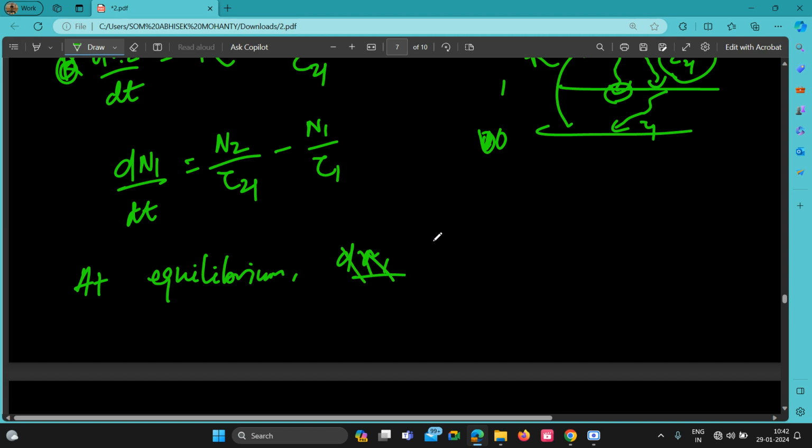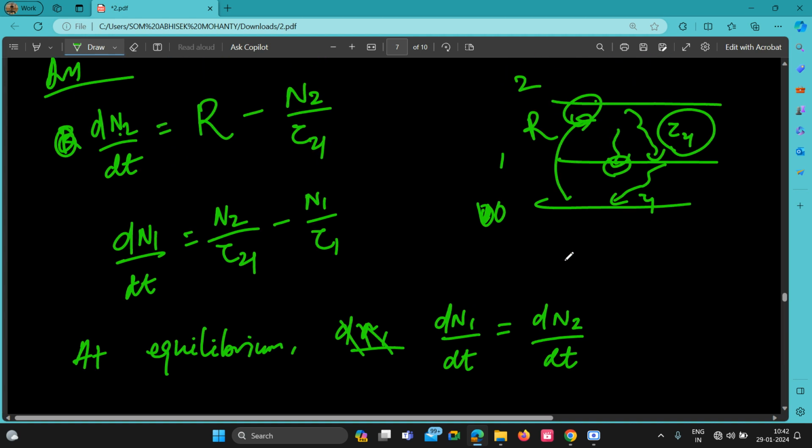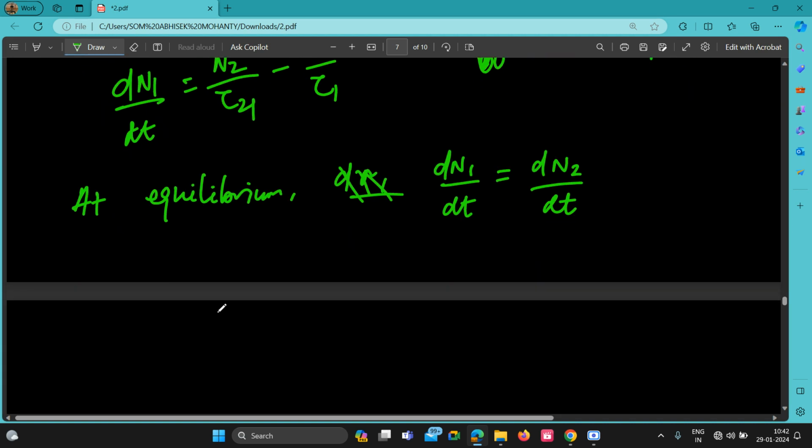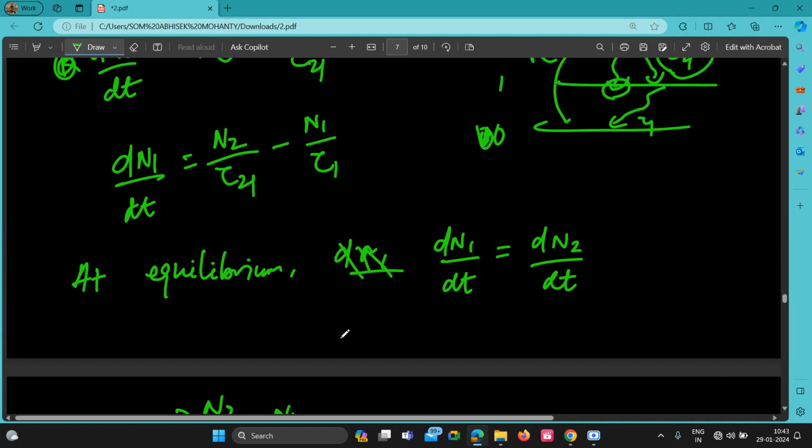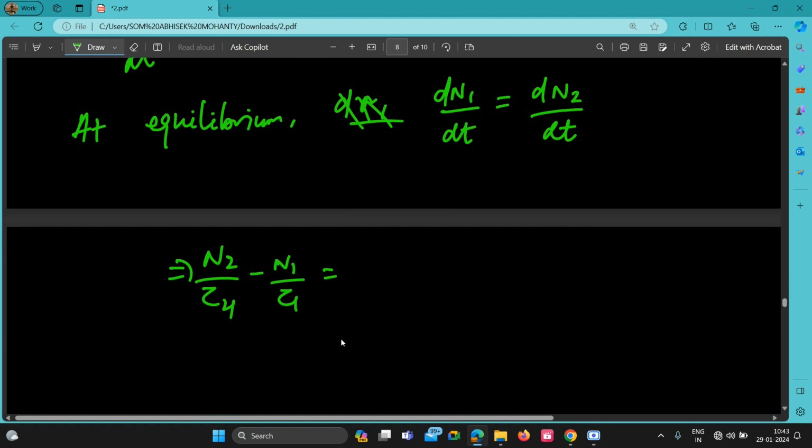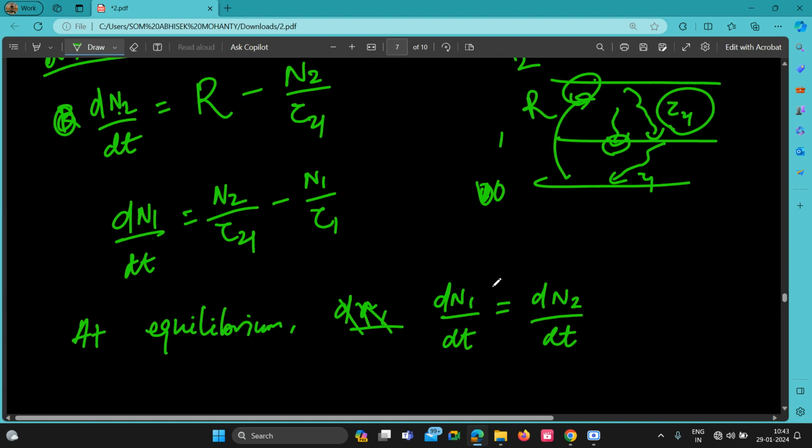I'm sorry for that. Okay. At equilibrium, dn1 by dt is equal to dn2 by dt in equilibrium condition. So dn1 by dt is n2 by tau 21 minus n1 by tau 1, which is equal to dn2 by dt, that is R minus n2 by tau 2.